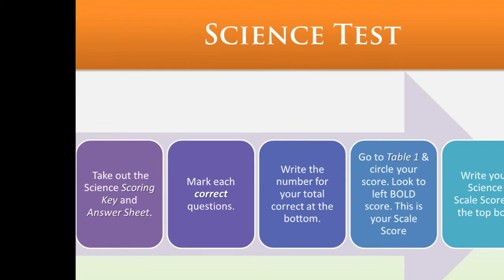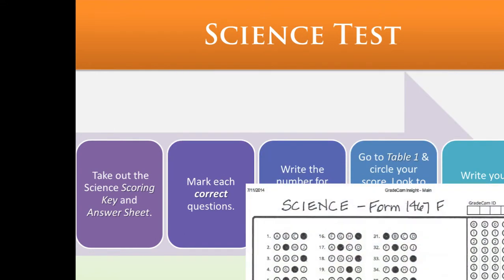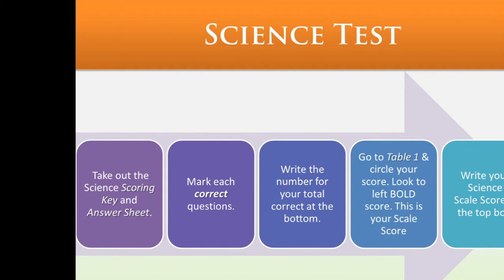Put your scale score up in the top box on table 1. Finally, the science test. Unlike the other portions of the test, you do not have any subscores. Take out your science scoring key, which is on the second bottom half of the reading scoring key. Take out your answer sheet, which is a separate Scantron. Go through and mark each question that you got correct. You already now have your total number.